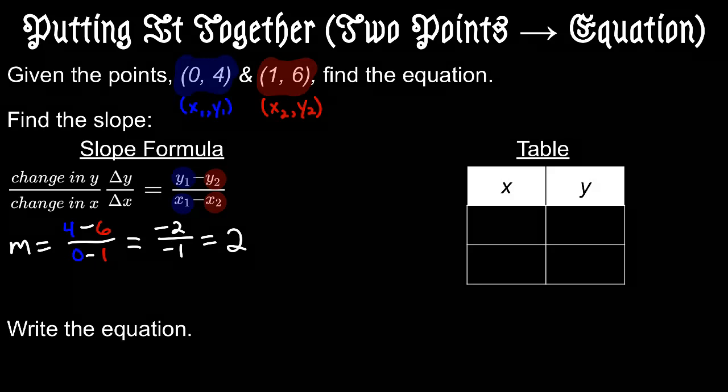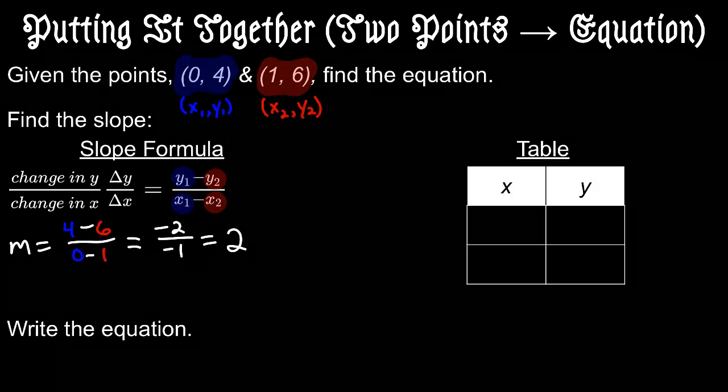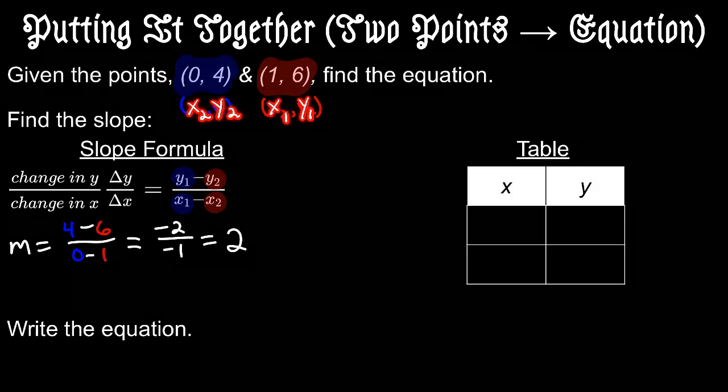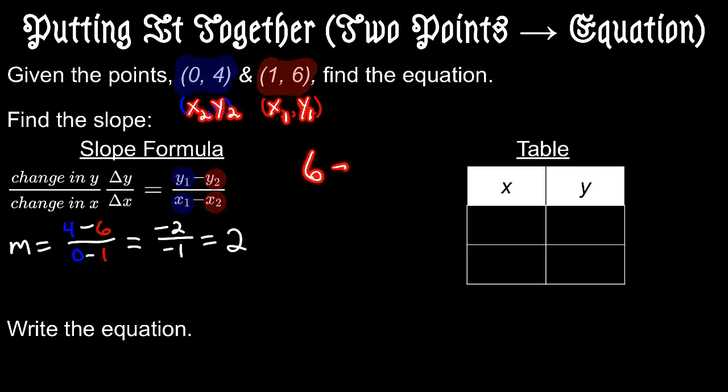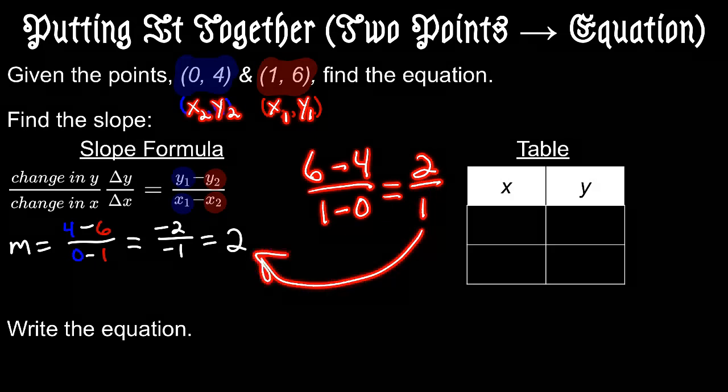Now, lots of people will ask, what if I made this my second point and this my first point? So I switched them around, and I'm going to go through that. I'm going to call this x2 and y2, x1 and y1. So my y1 would be 6, minus my y2 would be 4, over my x1 would be 1, minus my x2 would be 0. 6 minus 4 is 2. 1 minus 0 is 1. Look, it came out to be the same.